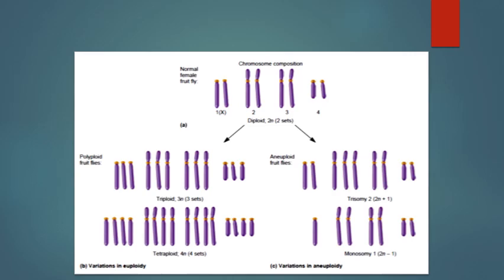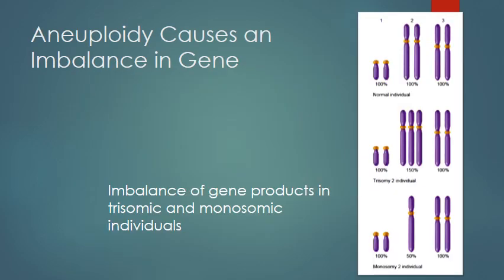So now we begin with this variation in chromosome number. Aneuploidy causes an imbalance in gene expression that is often detrimental to the phenotype of the individual. The phenotype of every eukaryotic species is influenced by thousands of different genes. In humans, for example, a set of chromosomes contains approximately 20,000 to 25,000 different genes.